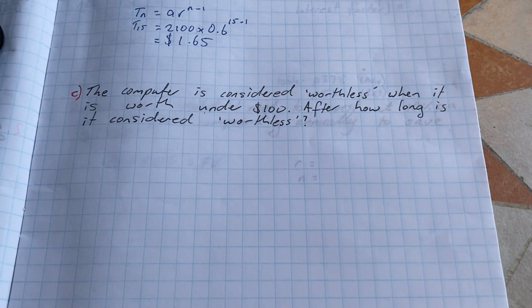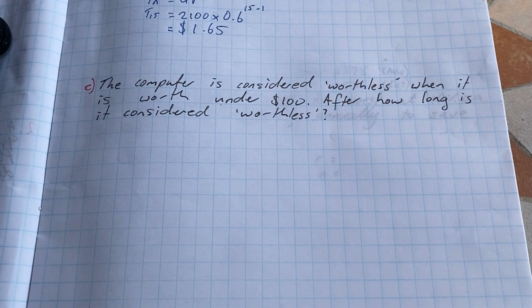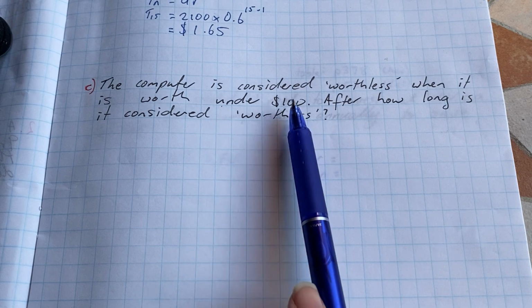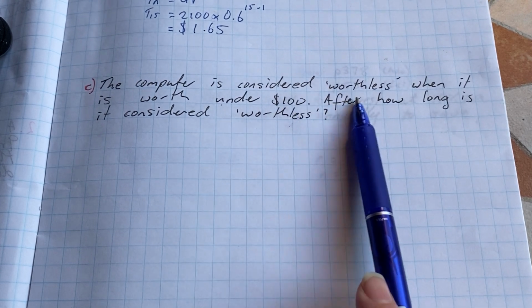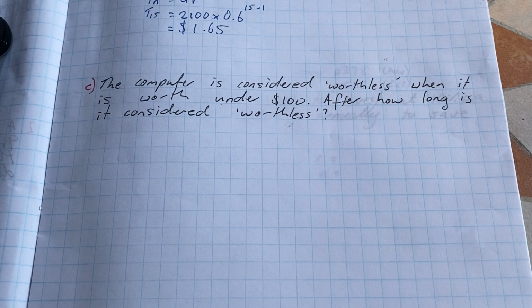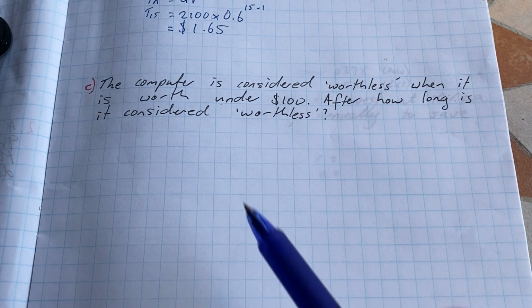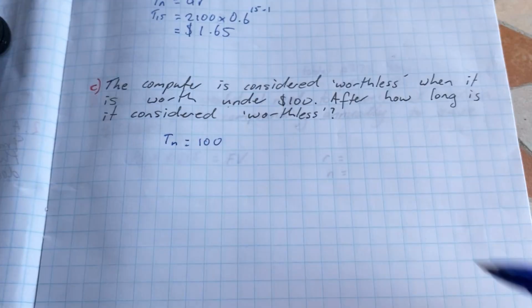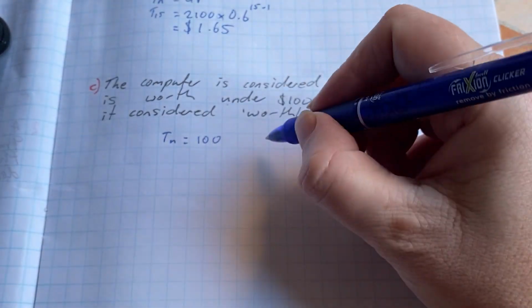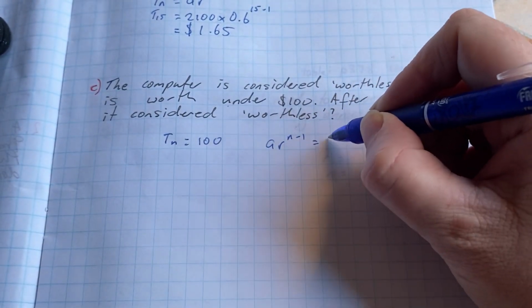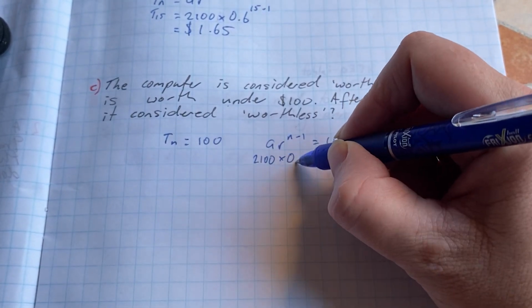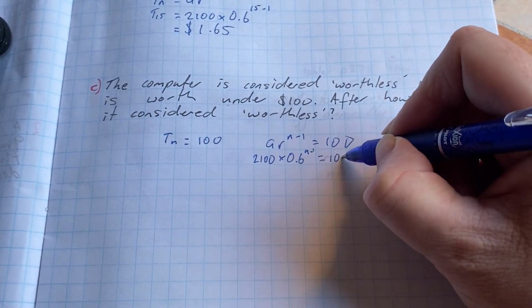Lastly, we talk about a thing called scrap value. Our scrap value is basically when it's worthless. So the computer's considered worthless when it's worth under $100. Now we know at 15 years it was $1.65, so this is less than 15 years we're talking about here. After how long is it considered to be worthless? So what we want to do here is find the value of n when our Tn equals 100. So using our Tn formula, A R to the n minus 1 equals 100. Remember our A was the 2,100. Our R was 0.6, to the power of n minus 1, equals 100.